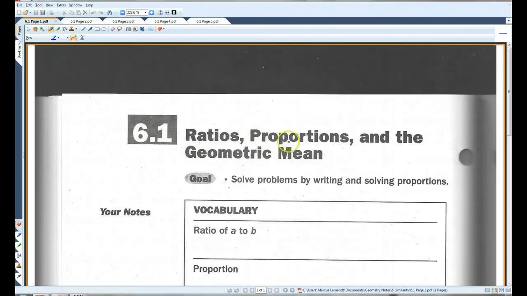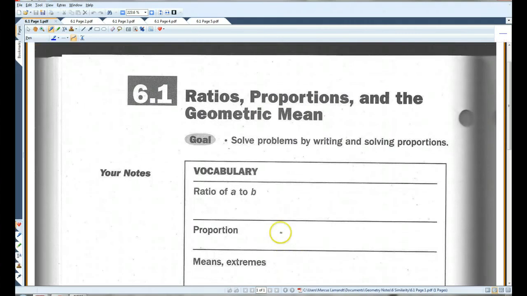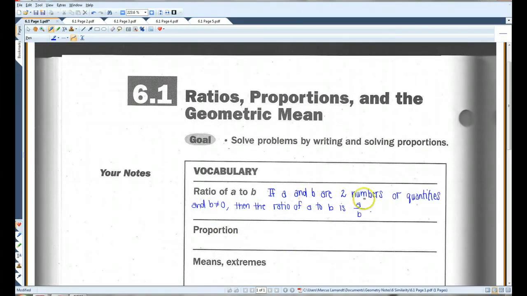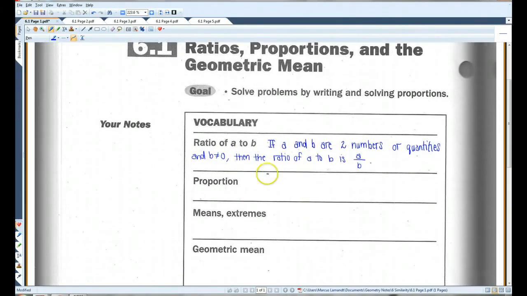Alright, 6.1, ratios, proportions, and the geometric mean. Okay, the ratio of A to B. If A and B are two numbers or quantities, and B does not equal 0, then the ratio of A to B is A over B. In a sec, we'll do an example involving a ratio.